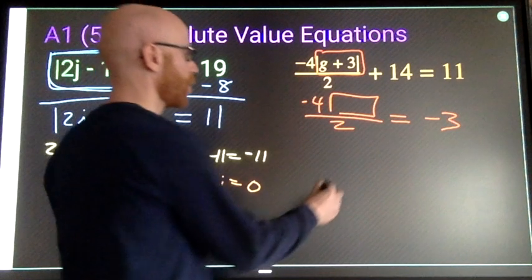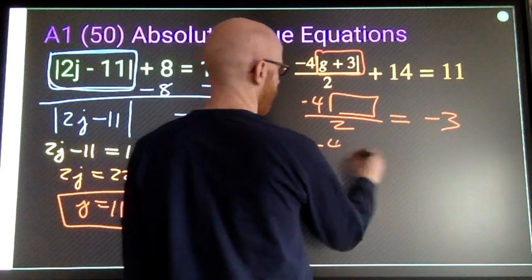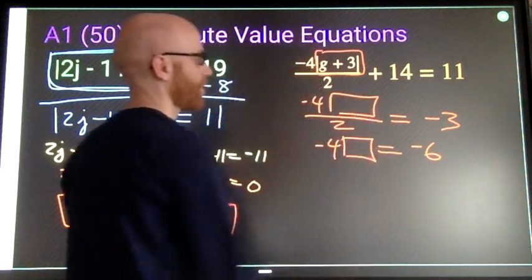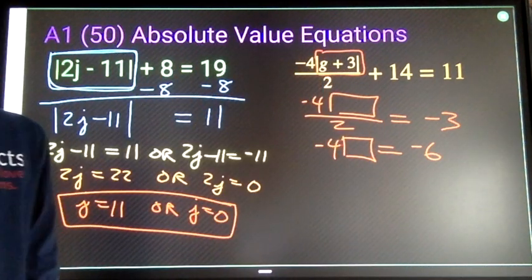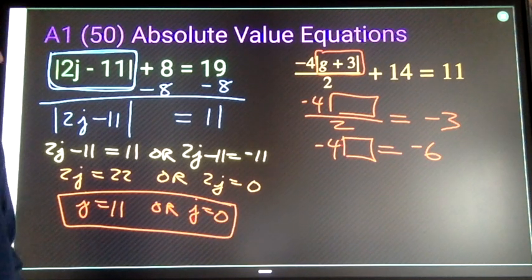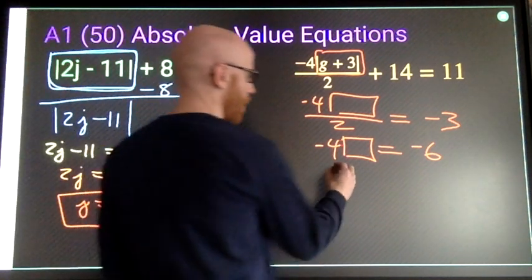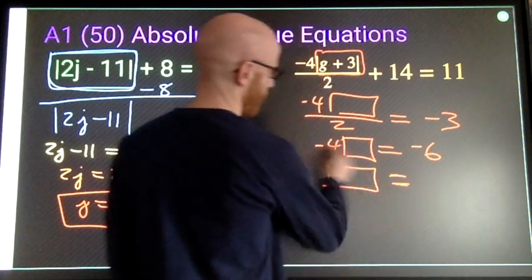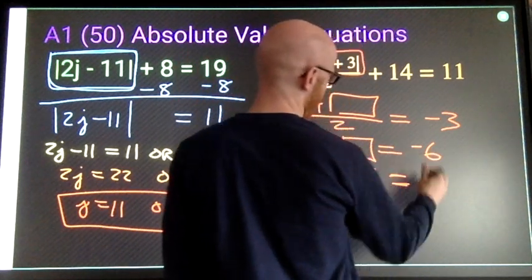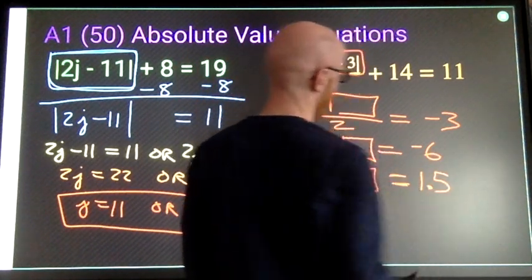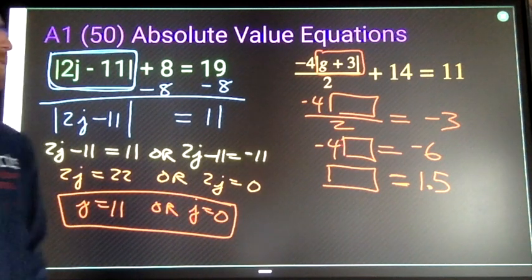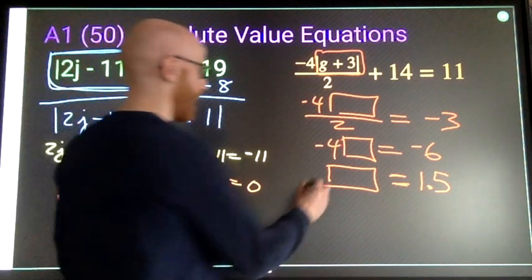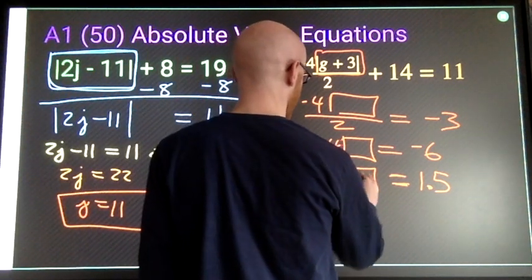Multiply both sides by 2. We've got -4 times this absolute value thing equals -6. Divide both sides by -4. We got the absolute value equals positive 1.5. All right, -6 divided by -4, positive 1.5. Okay, I'm going to write my absolute value back in here, g plus 3.